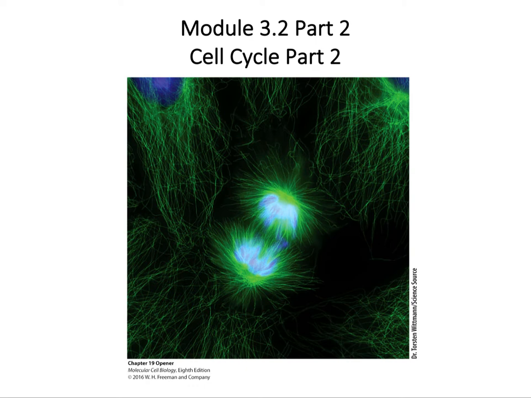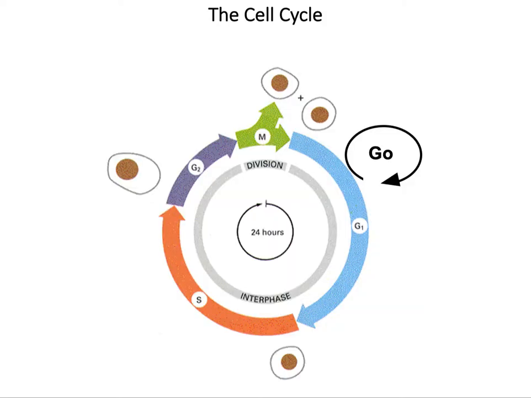Cell cycle, part 2. In the first part of this topic, we focused on some events that happen during mitosis, and in particular, looking at the function of the microtubules during mitosis. But for this part, we are going to concentrate on interphase, which covers the G1, the S, and the G2 phase of the cell cycle. So essentially the rest of the cell cycle.